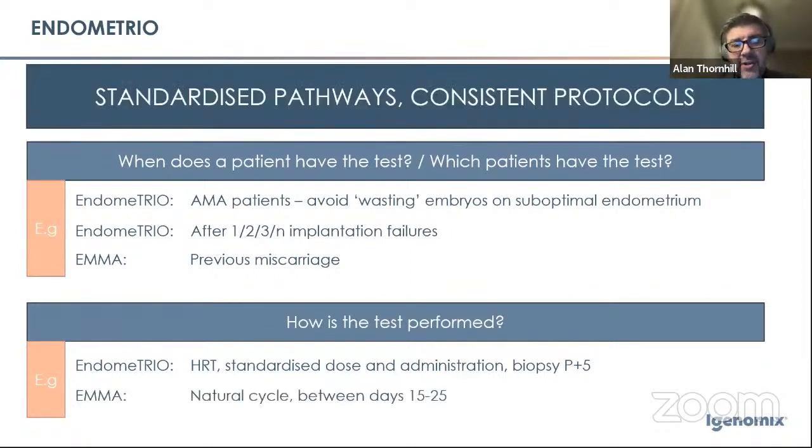And a natural cycle for EMMA is to do it between days 15 and 25. So you're not doing the progesterone days as we saw for ERA. If you're only doing EMMA standalone, you're doing it between days 15 and 25, and that's mainly because the pH, the acidity of the endometrium, is more stable at that time for looking at the bacteria.